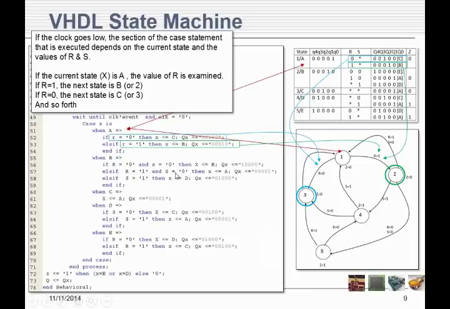Okay, if R is a 1 and S is 0, that's this one. I go back to state A. That's my Q value. If S is 1 and it doesn't matter what R is, then I come down here to state D, and Z is equal to a 1. So that's all in this section. Here I'm in state C. There is only one transition out of here. It's unconditional. So it says if I'm in state C, my next state is A, and this is going to be my new Q value.